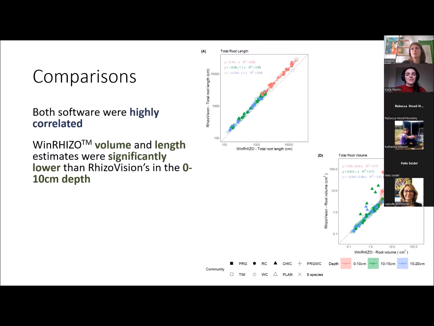So when I was comparing them, I could see that both were highly correlated. In my graphs, I have Rhizovision Explorer on the y-axis and WinRhizo on the x-axis, and the dashed line shows where the 1-to-1 ratio would be. So points that are on that line would be the same estimates for both software. So you can see that there is variation.